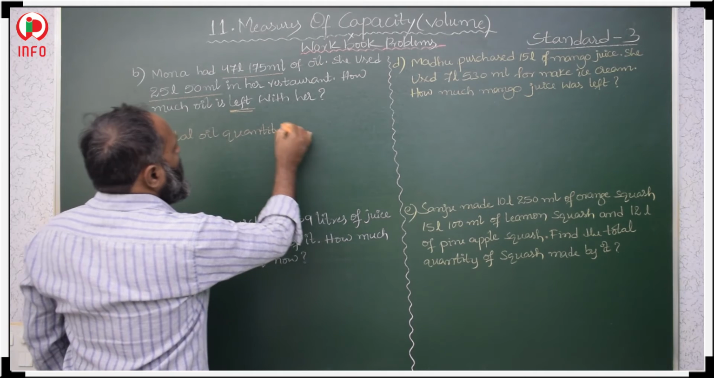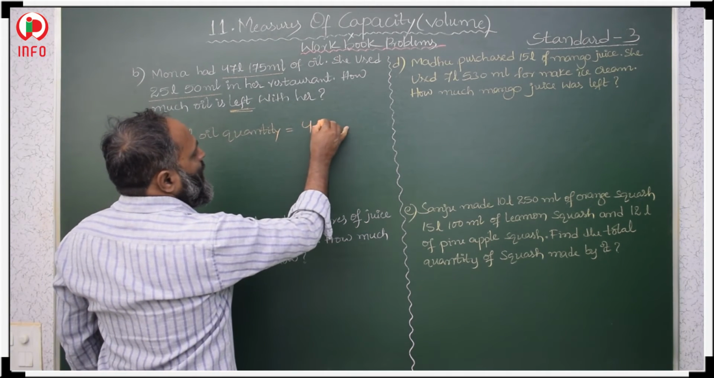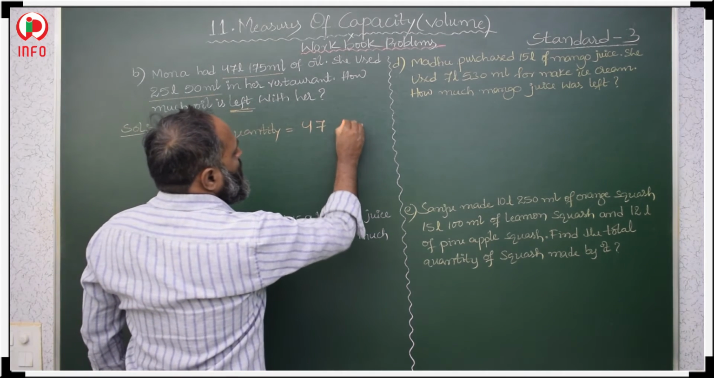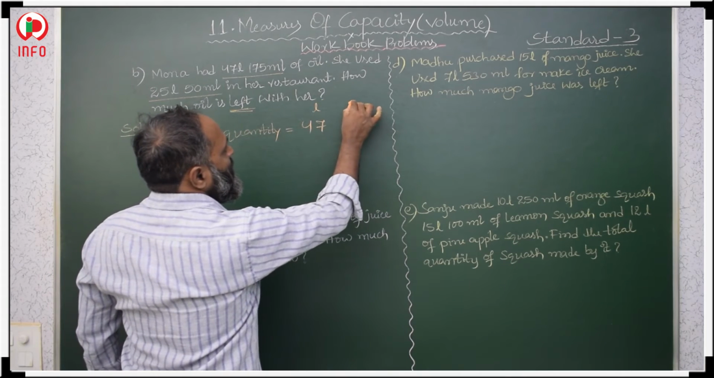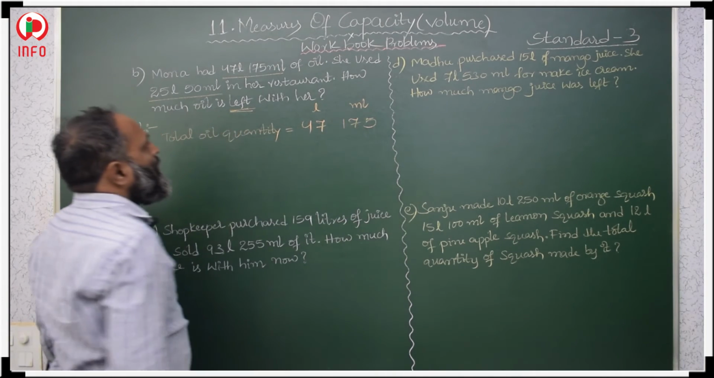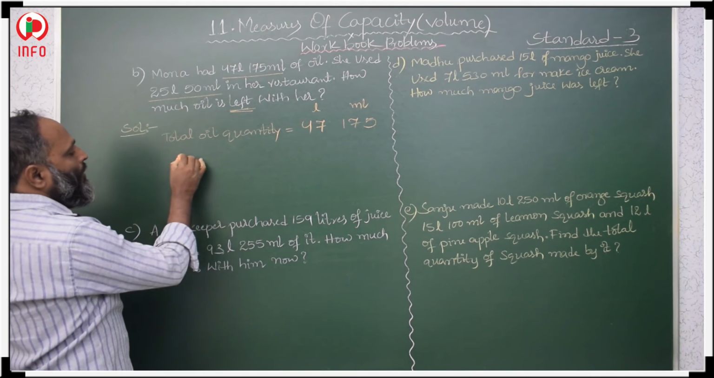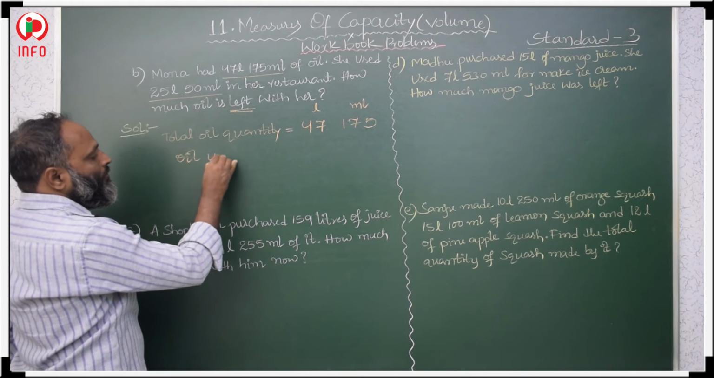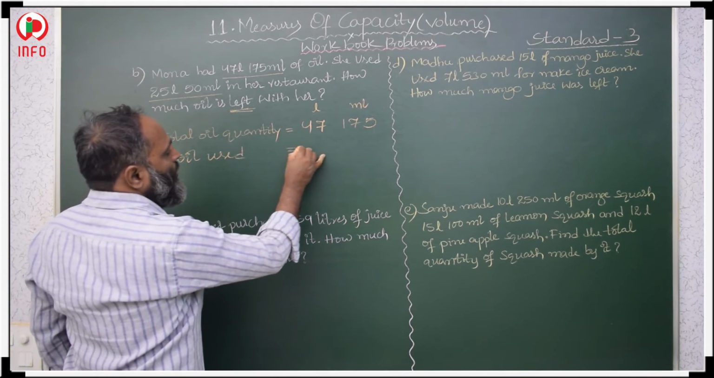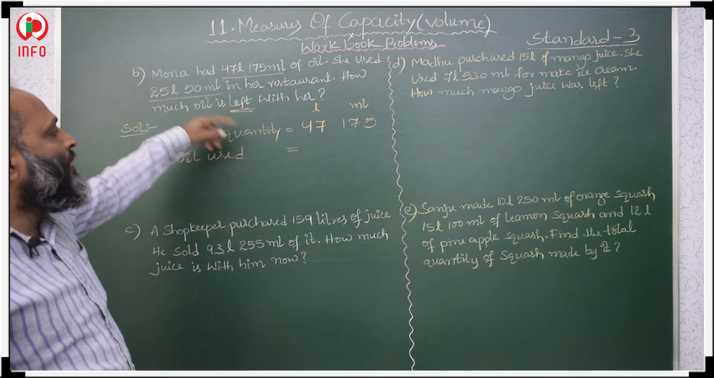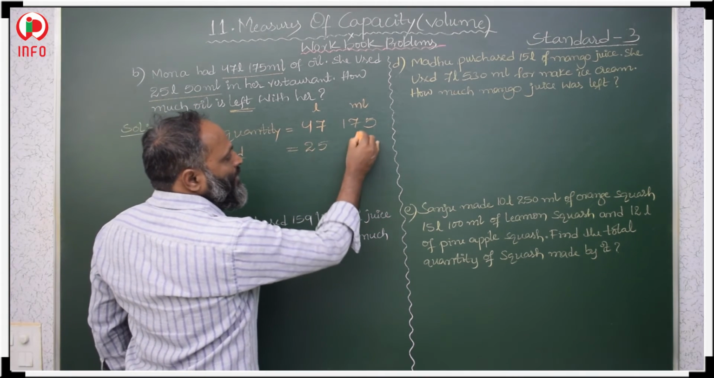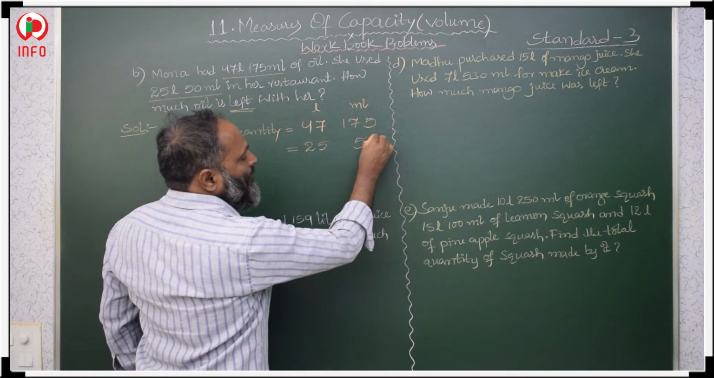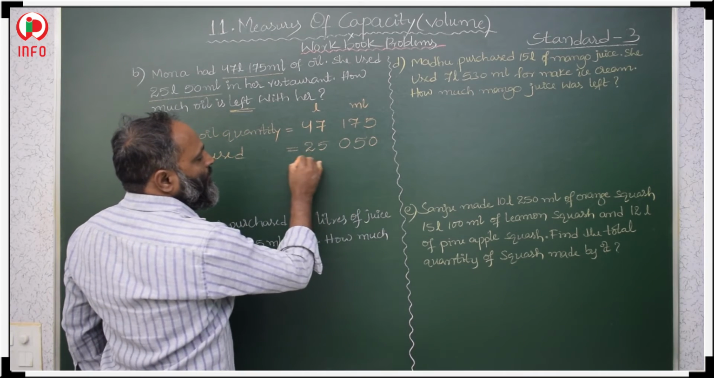Total oil quantity, how much? 47 liters, 175 milliliters. These are liters, here milliliters. Then oil used. How much oil used? 25 liters, 50 milliliters. 25 liters. 50 means we have to write 50 like this. Here nothing is there, means 0.